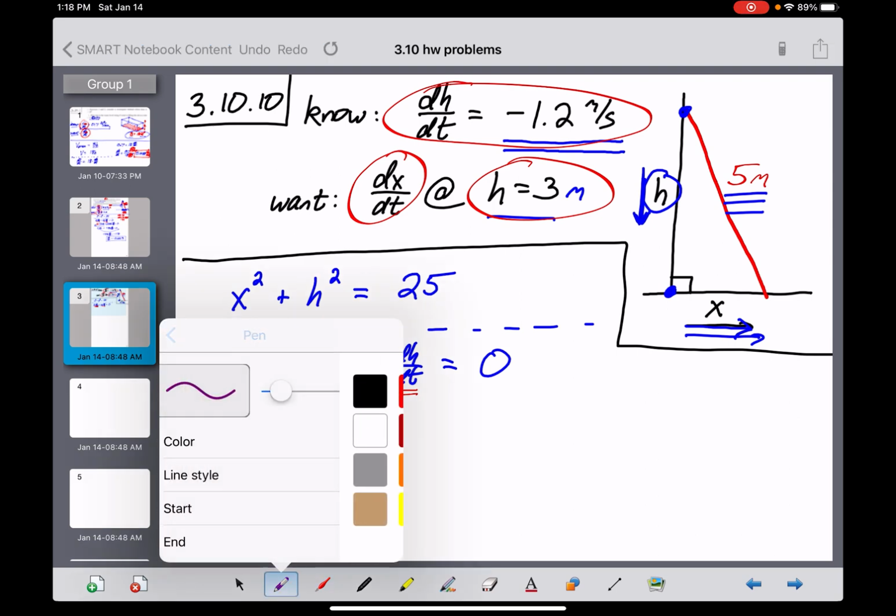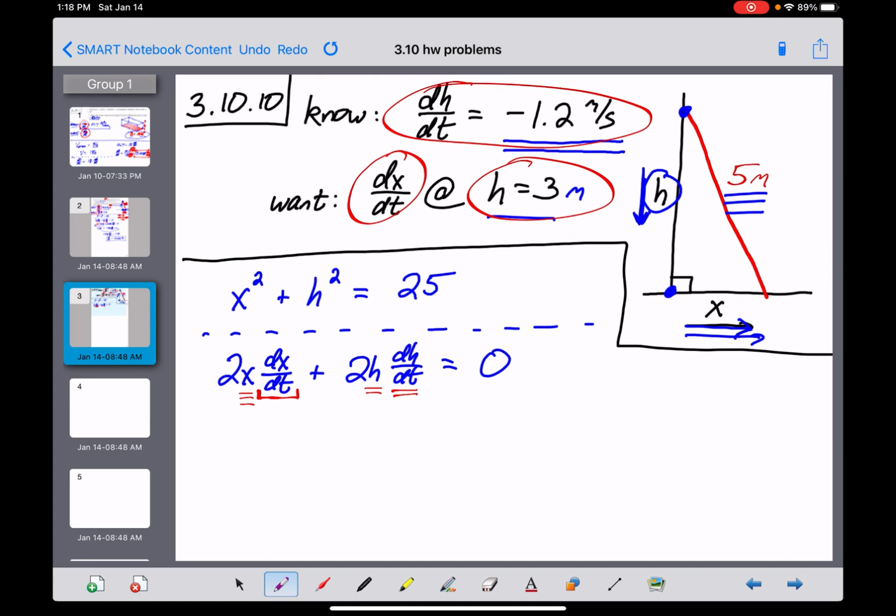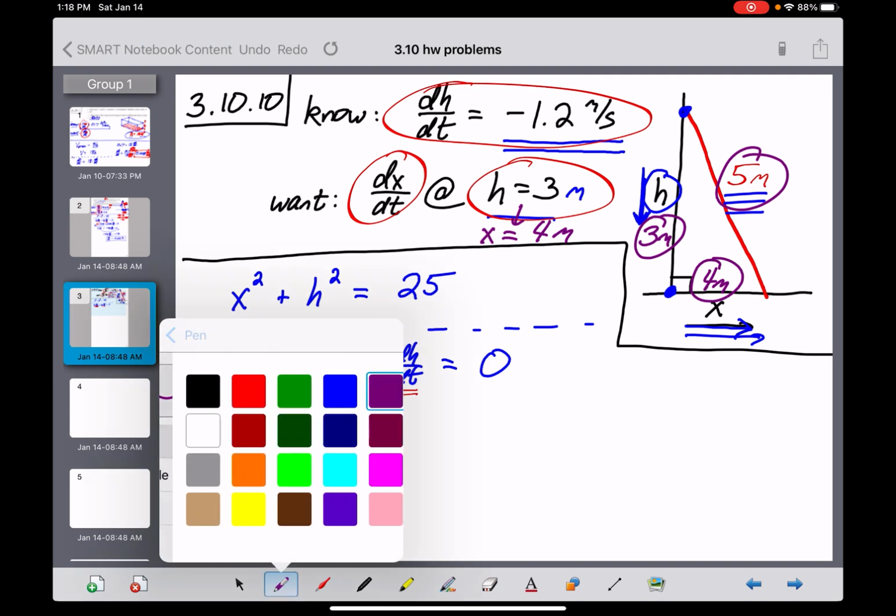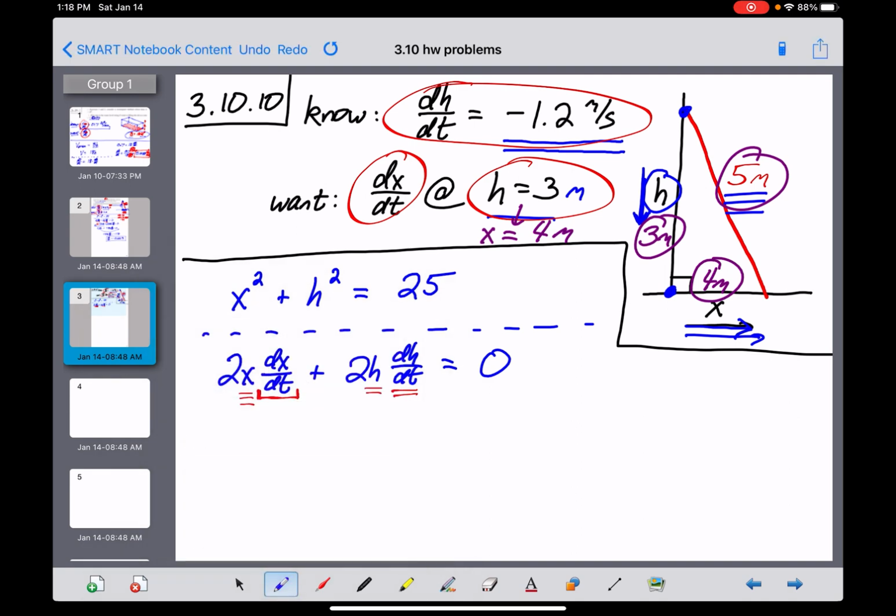At the moment in question, h on the left-hand side is equal to 3 meters. Your hypotenuse is still 5 meters, so we could definitely use the Pythagorean theorem like we did in number 9 to figure out the other leg, but I'm hoping you recognized this is a Pythagorean triple, the most common of all Pythagorean triples, 3, 4, 5. So at the moment when h is equal to 3 meters, x is equal to 4 meters, and that tells us everything we needed to know. So let's fill it all in.